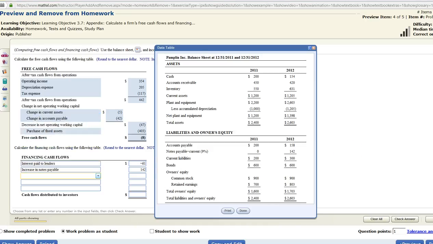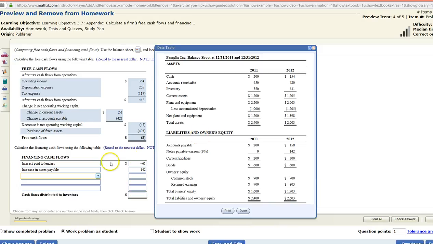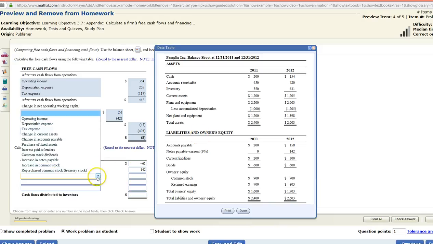So shareholders, similar to the creditors, they receive dividend. They can also exchange money with the firm if the firm issues more stock, the total common stock, right? Sometimes if the firm also has preferred stock, we also need to take that into consideration here. And we need to put a negative sign in front of the dividend because if the firm pays dividend, for the firm it's a negative cash flow. So first we take care of the dividend.